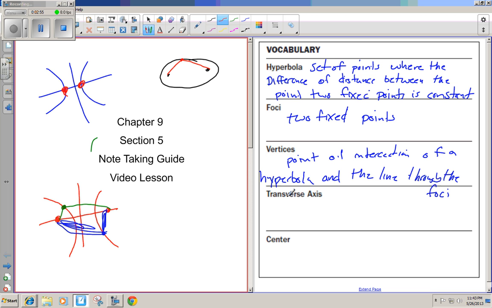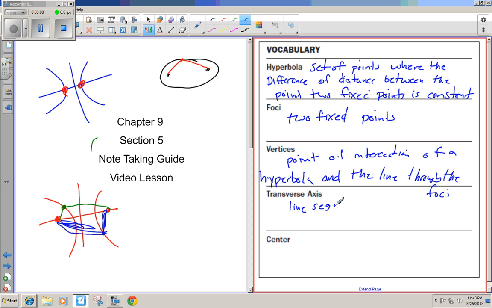A transverse axis is a line segment connecting the vertices. And then the center is the midpoint of the TA, the transverse axis.